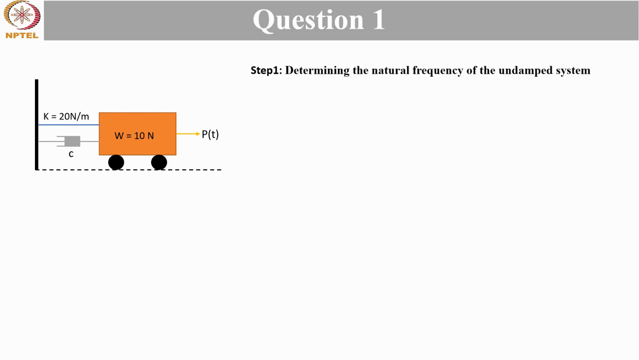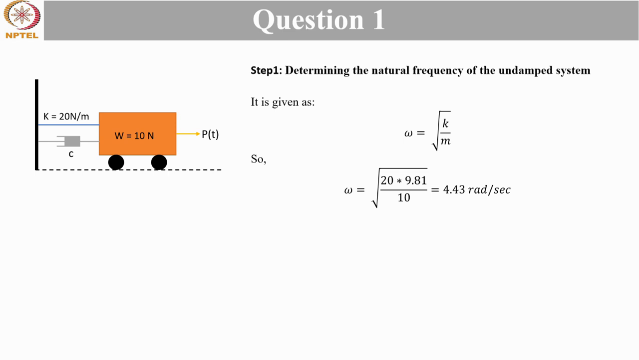So step one is determining the natural frequency of the undamped system. We know the natural frequency is given by under root of k by m, where k is the stiffness of the system and m is the mass of the system. Just remember what is given in the question: it is given weight. So first we need to calculate mass. Weight is equal to mg, where g is acceleration due to gravity, so m will be equal to w by g. We need to convert the weight into mass first for getting proper calculations.